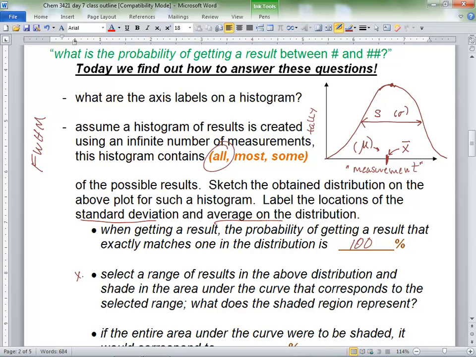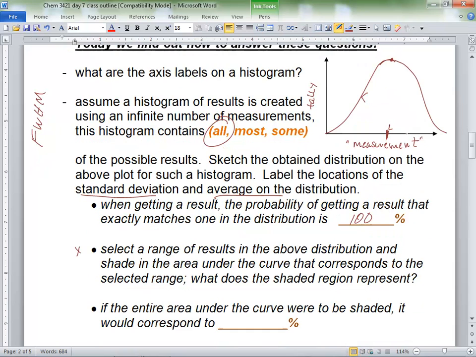Okay. So let's clean this up a little bit. Select a range of measurements in the above distribution and shade in the area under the curve that corresponds to the selected range. I don't care. It doesn't really matter what you shade in. I'm just going to pick this. Okay, I'm shading that in.